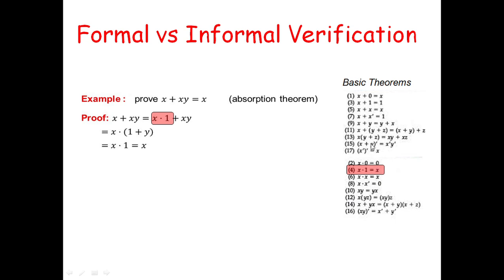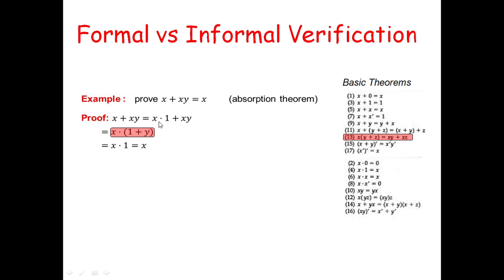This list is the list of some postulates, 6 postulates and some theorems. Each one is numbered. Postulates or axioms do not require proof, but theorems require proof with the help of axioms or postulates. For simplicity, I will just refer to each of these postulates and theorems as theorem, and the number in the parentheses is the number of that theorem. So theorem 4 is used, x dot 1 is equal to x. So x is replaced with x dot 1.